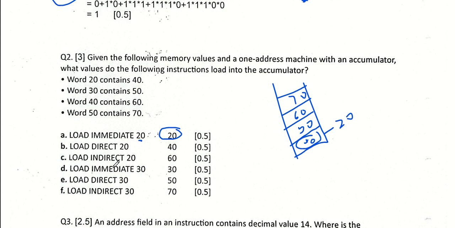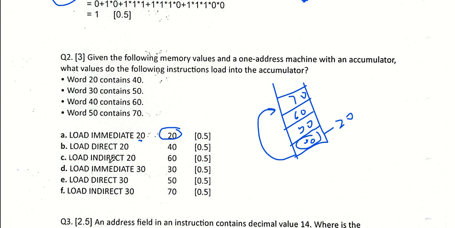The next one is load indirect 20. Load indirect 20 means go and look at address 20. What does it contain? 40. Now use that 40 to point at the next address, address 40.